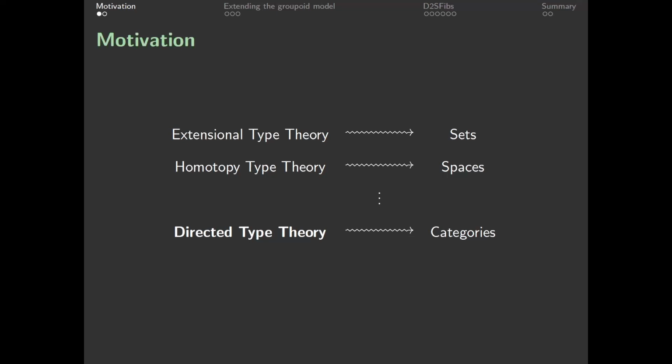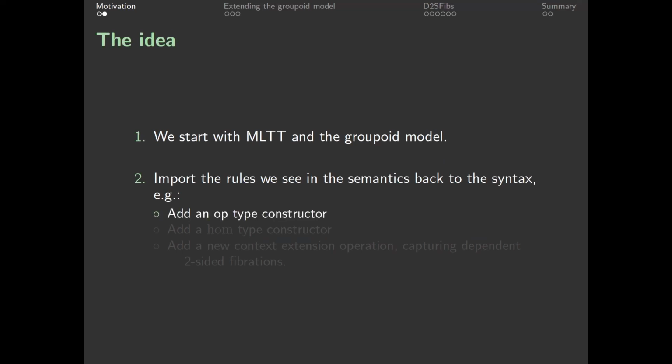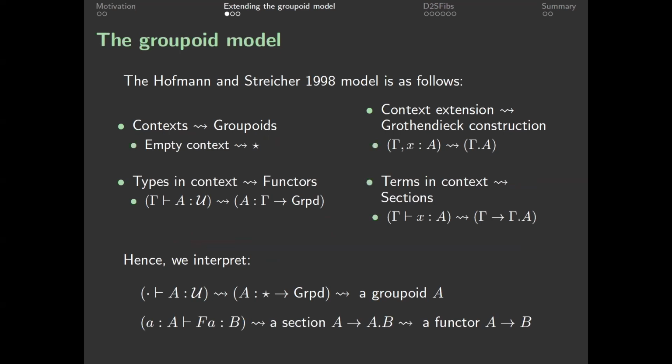So the rough idea right now that we are taking is to start with Martin-Löf type theory and the groupoid model. Then we just import the rules within the semantics of the category model back to the syntax. So for example, we can add an op type constructor. We can also add a hom type constructor. All of this has been previously done by North and many other people plenty of times. The new contribution here is that we add a new context extension operation, which captures dependent two-sided fibrations, a notion I'll be introducing in a bit.